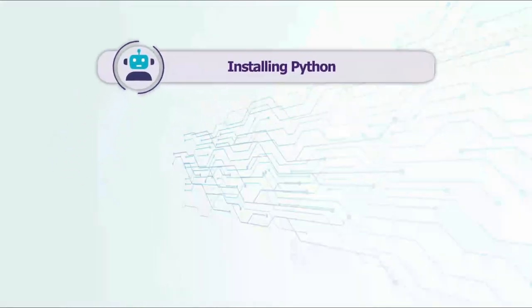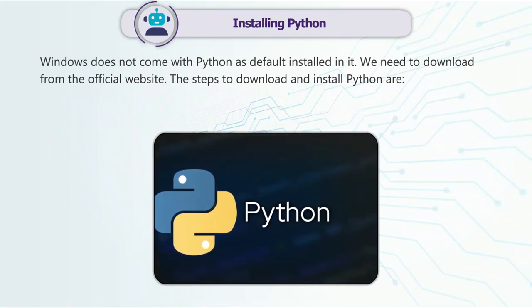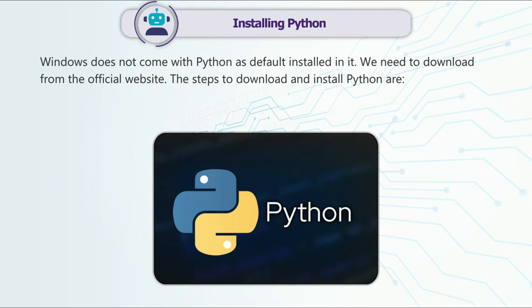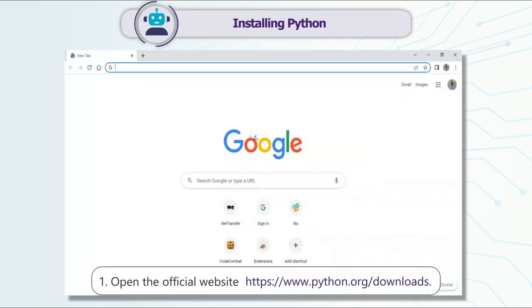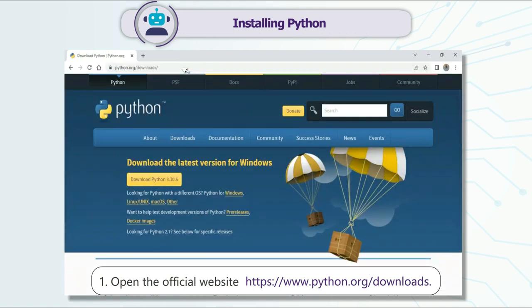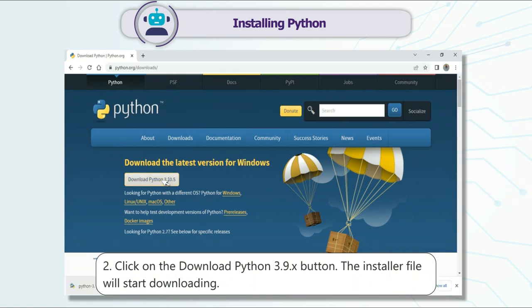Installing Python. Windows does not come with Python installed by default. We need to download it from the official website. The steps to download and install Python are: 1. Open the official website https://www.python.org/downloads. 2. Click on the Download Python 3.9.x button. The installer file will start downloading.